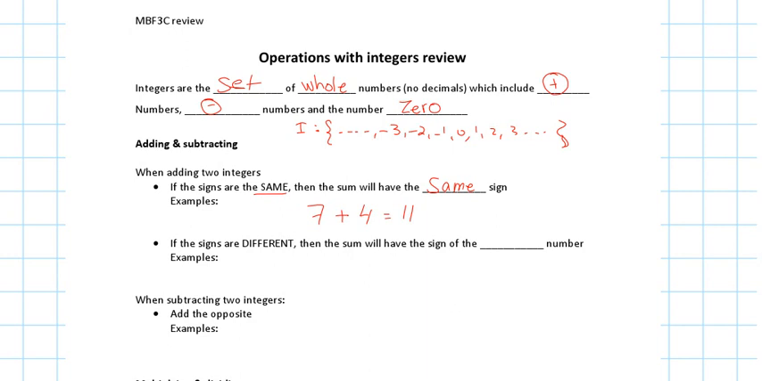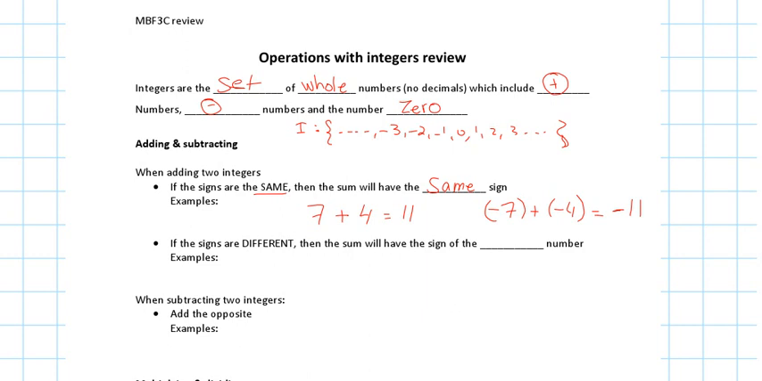Now what if I have -7 plus -4? What is that equal to? -11, right? Both of them have the sign negative, right? So I'm going to add them, but the sign is going to be negative because both of them have a negative sign. Okay?